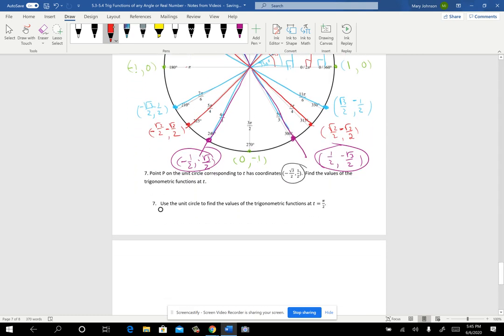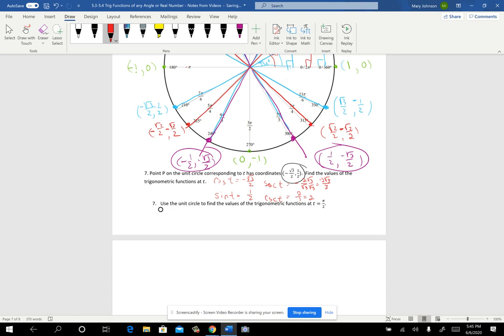then I know that the cosine of T would be negative square root of 3/2, and that the sine of T would be 1/2. If I needed secant of T, I would just flip that over. It would be negative 2 over square root of 3, and then I would rationalize it. And if I needed cosecant of T, I would just flip over 1/2. That'd be 2/1, which is 2.